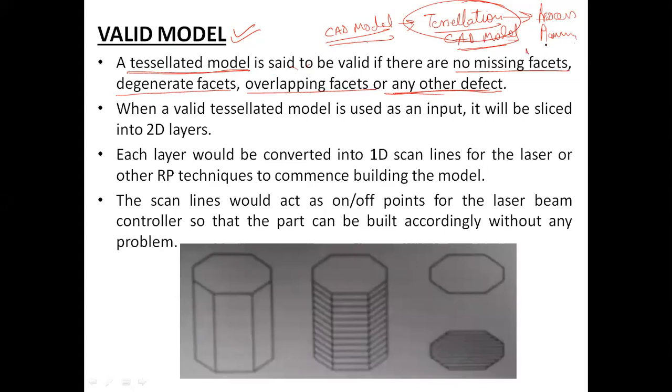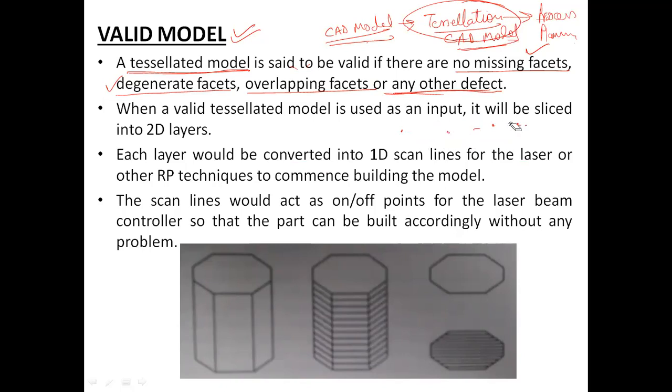Either a facet is completely missing, or there is degeneracy. Now, what is degeneracy? Degeneracy is nothing but 3 points which were earlier creating a triangle now becoming collinear. That means they cannot form a triangle. They form a straight line. So this problem is called degeneracy.